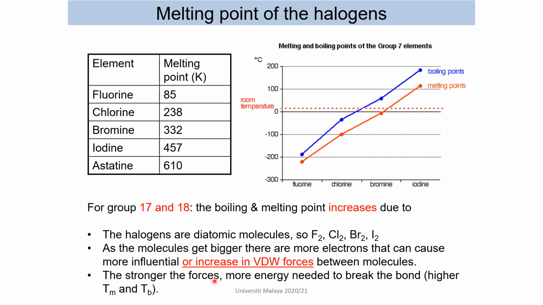So the stronger the forces, the more energy you need to break the bond, which results in a higher melting point or higher boiling point. So in the case of halogens, the melting and boiling points depend on the atomic mass of the elements.